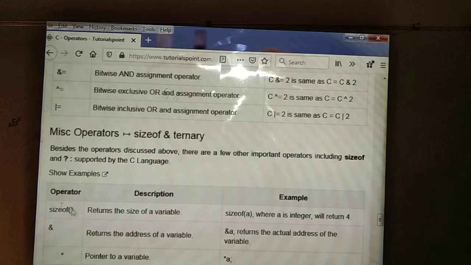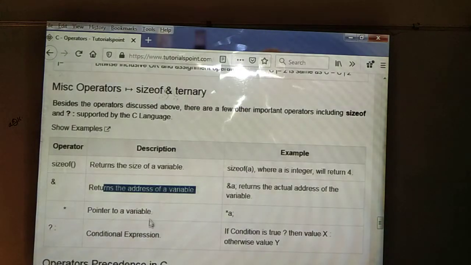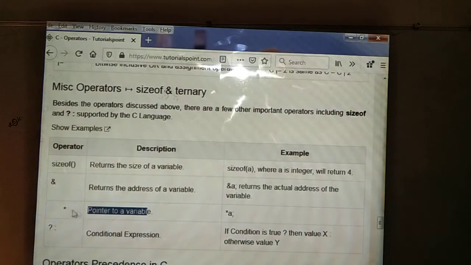See, MISC operators. In the MISC operators, we use the sizeof operator. By using the sizeof operator, we calculate how much memory a particular variable occupies. Next, ampersand returns the address of the variable. Whenever we declare pointer variables in the program, we need to use the asterisk symbol.